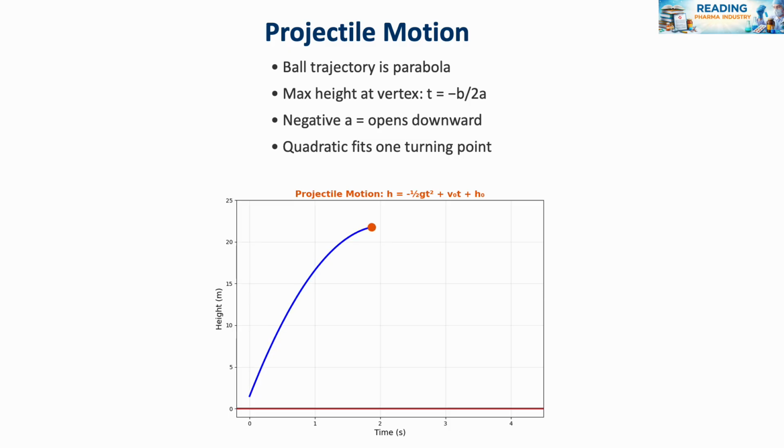Let's look at this classical quadratic example, which represents a projectile motion. In this example, the ball's trajectory is a parabola. The maximum height occurs at the vertex, which you can find using the formula t equals minus b over 2a. The negative coefficient here means the parabola opens downward. The ball goes up, then comes back down. So the quadratic fits data with one turning point perfectly.